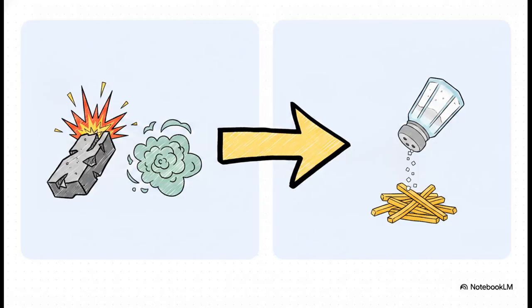This is where it gets wild. Just look at the dramatic contrast here. On one side, we have sodium. This is a highly reactive metal that can literally explode if it touches water. And then we have chlorine, which is a toxic, poisonous gas.